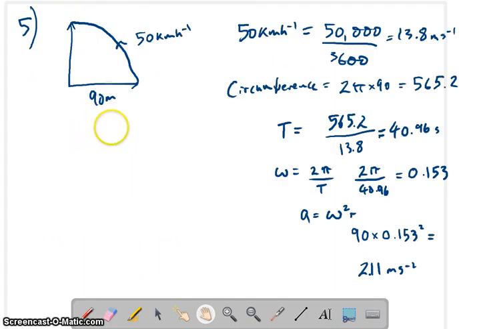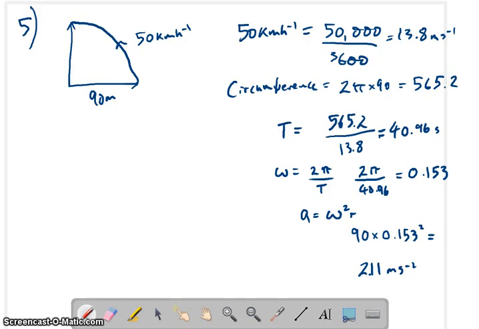So this is a slightly harder question. It's about a car that's travelling at 50 kilometers an hour around a bend that can be modelled as a quarter of a circle with radius 90 meters. So, 50 kilometers an hour is equal to 50,000 meters divided by 3,600, which gives you 13.8 meters per second. So, as the circumference is 2 pi times by 90, gives us 565.2 meters.